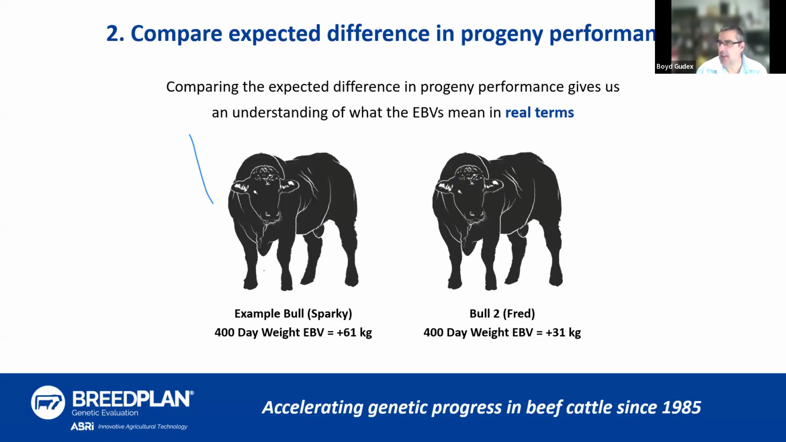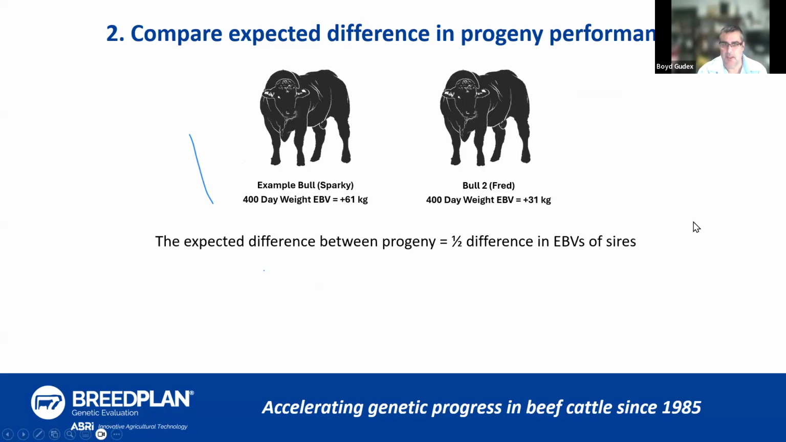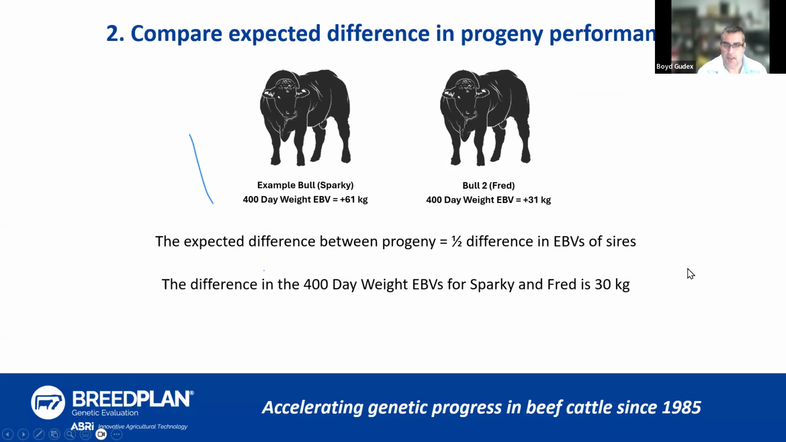So if you want to compare the expected progeny difference, compare the progeny differences here. We've got two, these are theoretical examples. We've got Sparky and Fred here. Sparky has a 400-day weight of plus 61 and Fred has a 400-day weight of plus 31. So that's a 30 kilo difference, but again, we've got to halve that because that's what the sire is passing on.